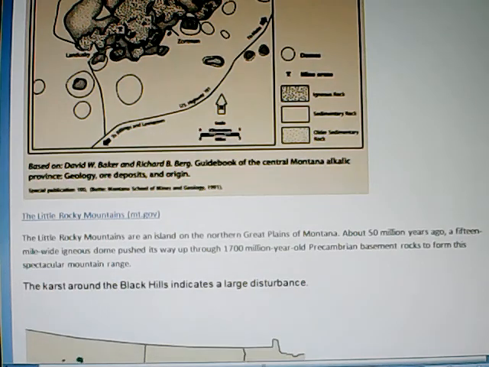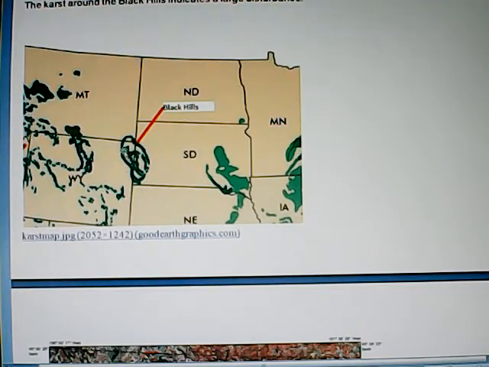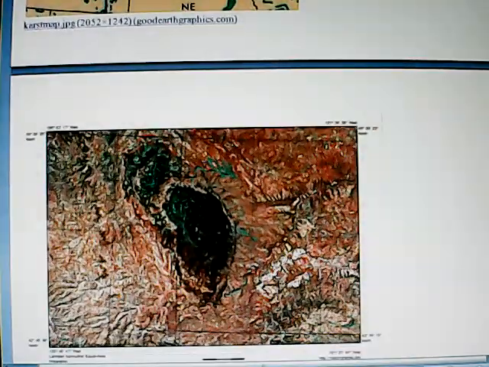Karst around the Black Hills indicates a large disturbance. Again, that's broken rock, broken limestone. And you can see it's pretty localized. It's a big bump.